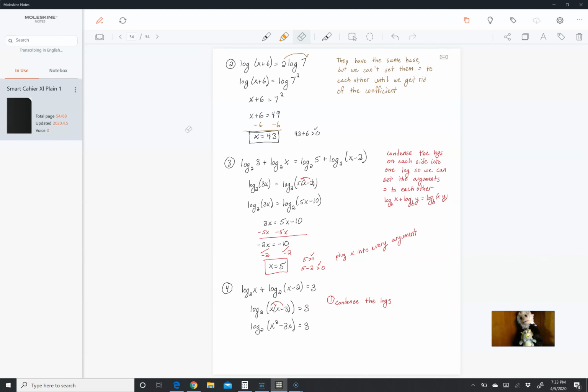Now you have two options. You don't have a log on the other side. Because you don't have a log on the other side, you can't set arguments equal to each other. This is not an argument. So we can't say x squared minus 3x is equal to 3. 3 is not an argument. So either you have to create an argument, or you can put this in exponential form. We're going to do both. Everything from here on out, I'm going to put in red, and then we're going to do it again using a different method.